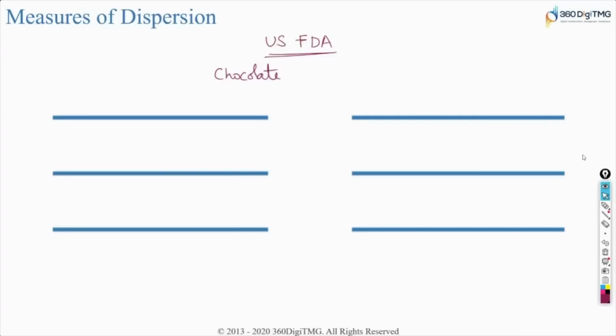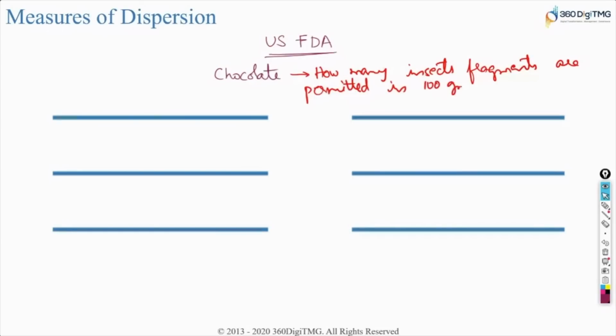So, just to spoil your mood a bit, let me ask this question. How many insect fragments are permitted in 100 grams of chocolate? How many insect fragments? When I say insect fragments, I'm speaking of about head of a housefly, leg of an insect, in that way.